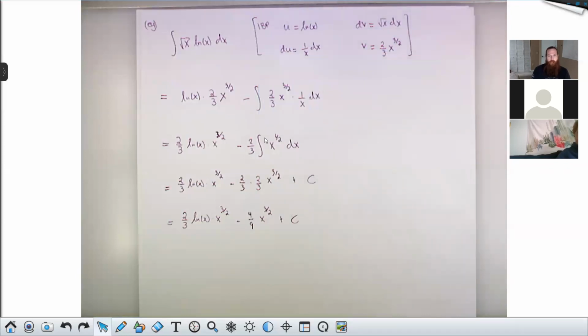This is now just a power function, right? Power functions are easy to integrate. So I've gone from a power function times a logarithm in my integral to just a power function in my integral. That's definitely a step in the right direction.